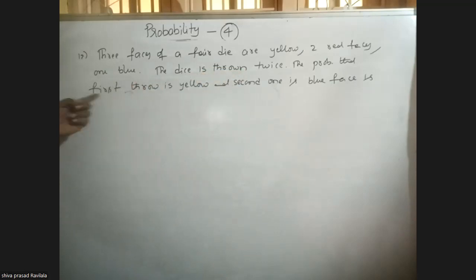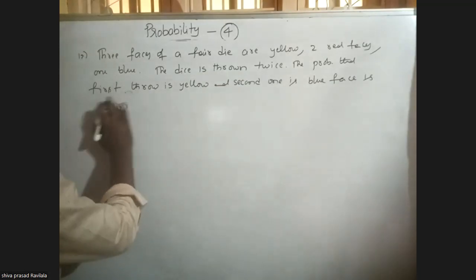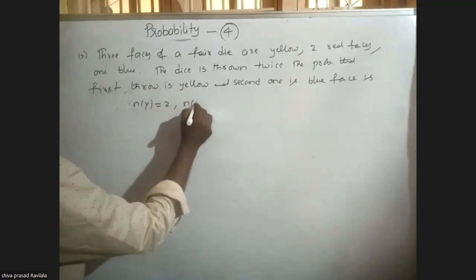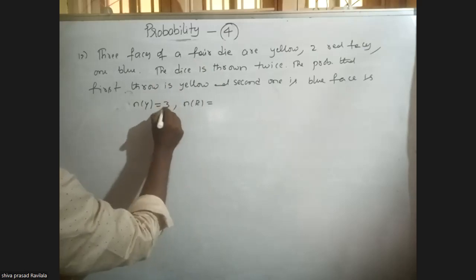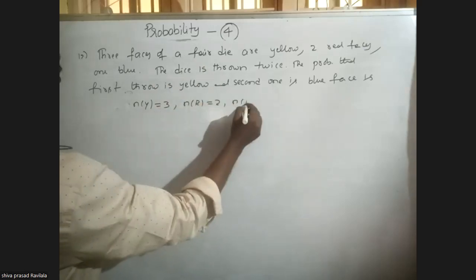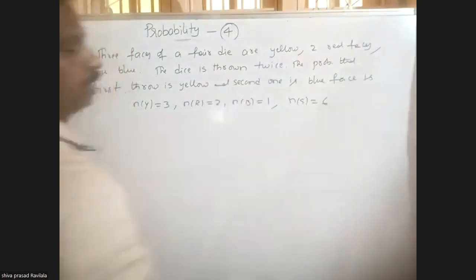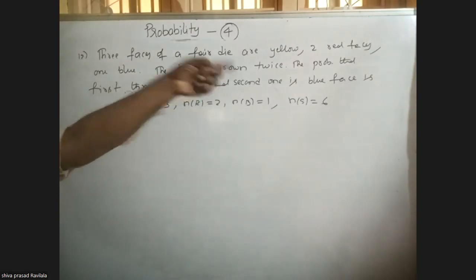The probability that first throw is yellow and second one is blue. How many yellows do we have? n of yellow is equal to 3, n of red is equal to 2, and n of blue is equal to 1. Always n of S is 6. Don't write 6 into 6. Okay, one after the other. The probability that first throw is yellow and second one is blue.